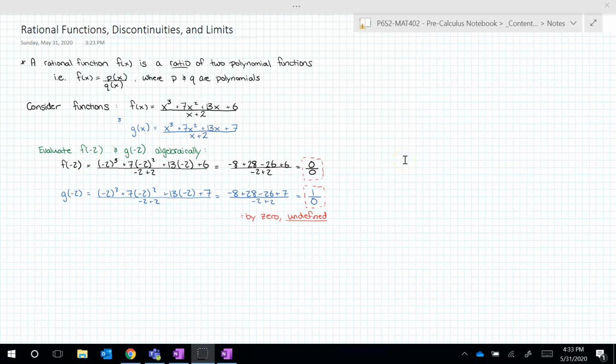Hello, pre-calculus class, and welcome to our lesson on rational functions, discontinuities, and limits. This is really kind of the ramp up towards calculus, one of the very last couple of lessons in our textbook, and just some really interesting things, I think.